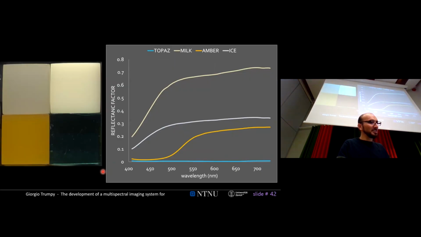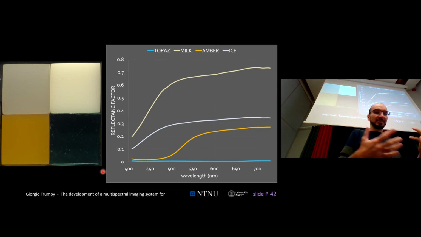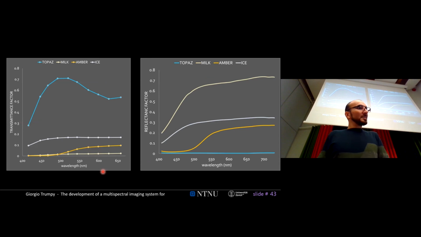Anyway, here are the reflectance factors. Now the blue is the darkest. It was the brightest in the other measurement of transmittance. Here it is the darkest, and the white, that was the blackest, the milk that was the blackest in the transmittance measurements, is now the brightest, and this is no surprise. And this is the comparison between transmittance factor and reflectance factor.